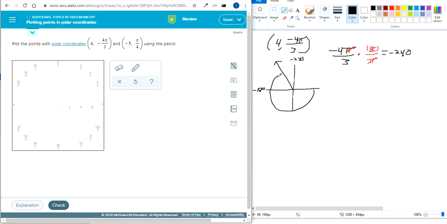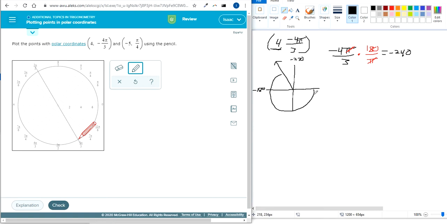And then we also need to put a dot somewhere. Maybe the dot should be here on the terminal side of the angle. Maybe the dot should be up here. The way we know where the dot goes is that the dot needs to be a distance of 4 away from the center. So that's why in Alex they've got these hash marks for you to help out. Oops, and I think we'll need to convert back.